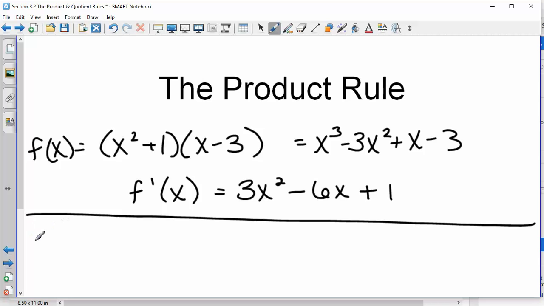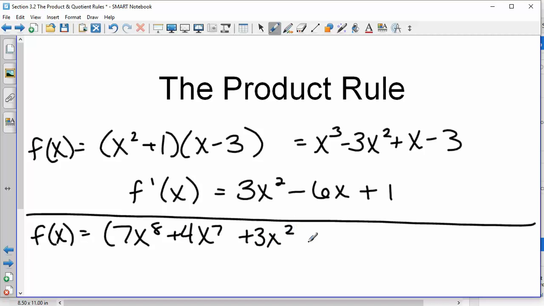But what if I gave you something like this? Do you want to sit and multiply all of that out to do the derivative? Danny wants to, so we'll come back to him in a little bit. Let us know what you get for your answer. But I would prefer to not spend all my time distributing that.